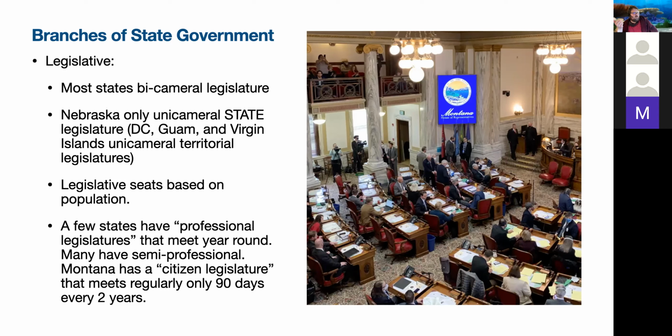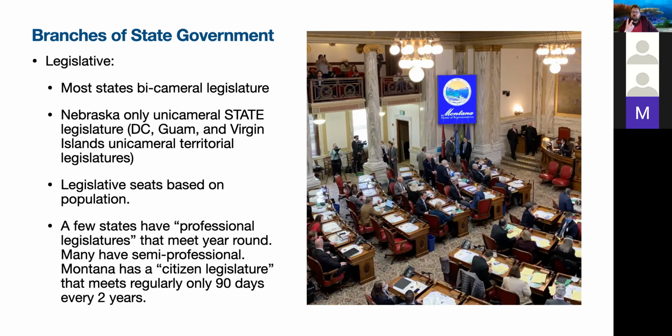So in terms of state legislatures, 49 of the 50 states have 2-house legislatures. Only Nebraska has a 1-house legislature. So what does that functionally mean? That means that in Nebraska, it's a whole heck of a lot easier to pass legislation.